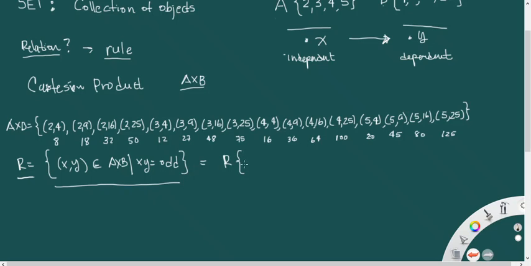So what about 3, 9, which is this one? And what about 3, 25, which is this one?